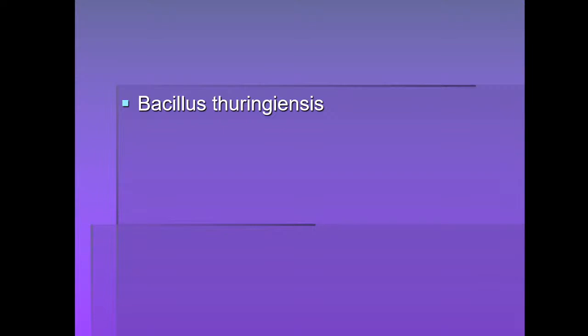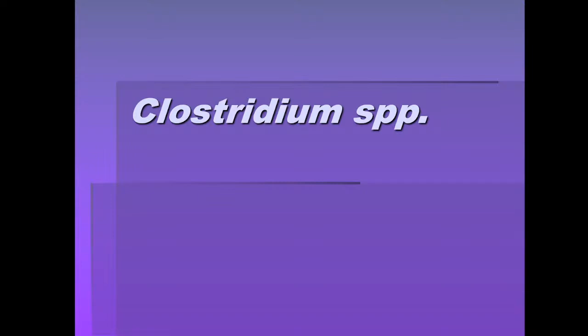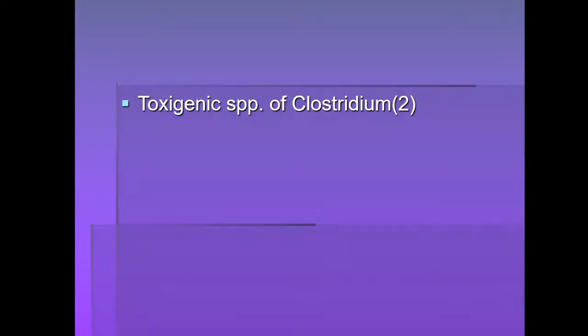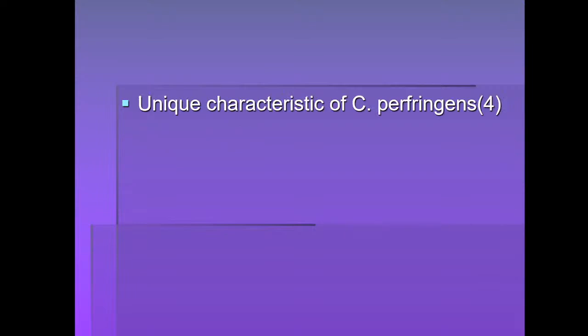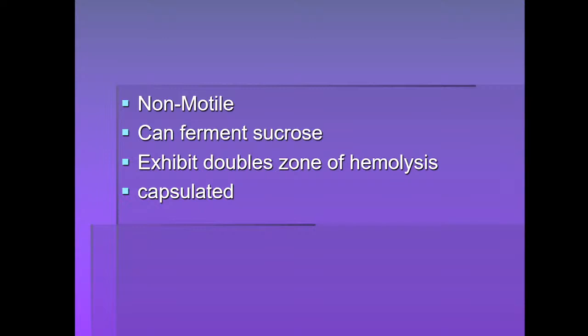Next, we're going to move on with Clostridium. There are two toxigenic species of Clostridium. Please don't forget Clostridium tetani and Clostridium botulinum. The unique characteristics of Clostridium perfringens is that it is a non-motile sucrose fermenter, exhibits a double zone of hemolysis, and it's capsulated. These are the things that you need to remember about Clostridium perfringens.